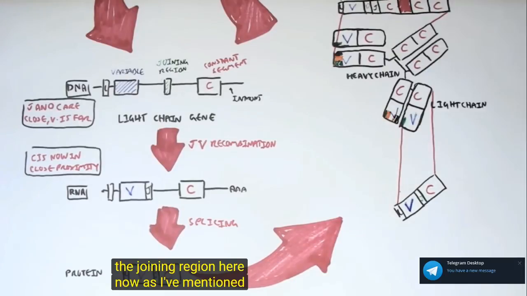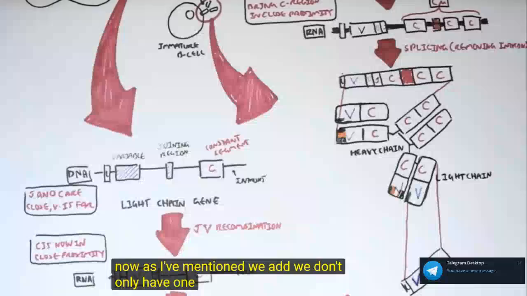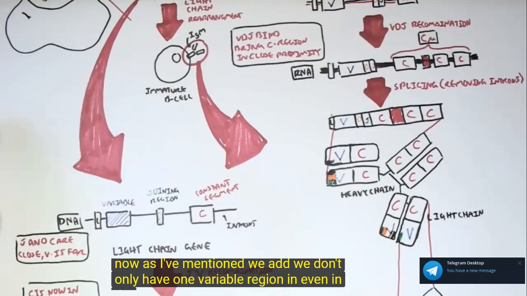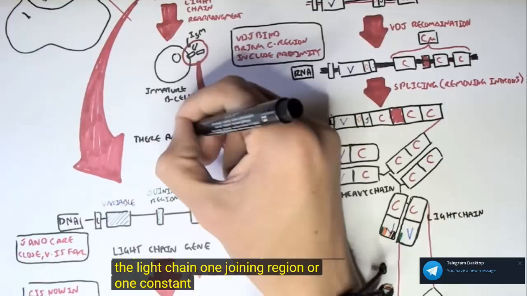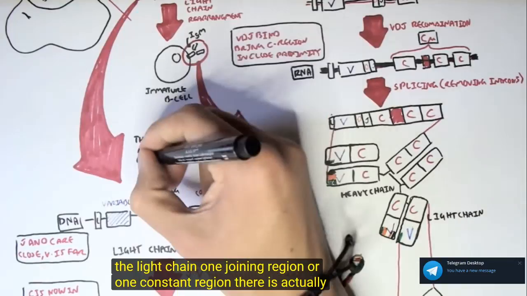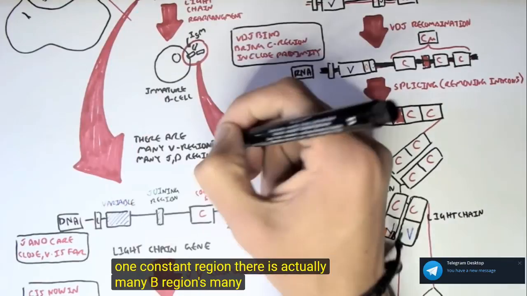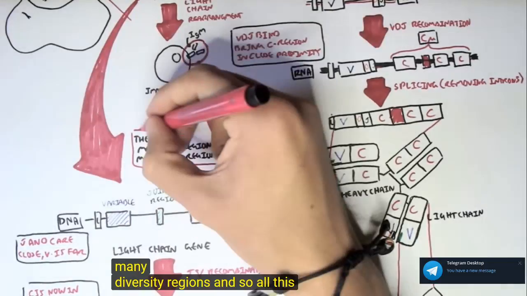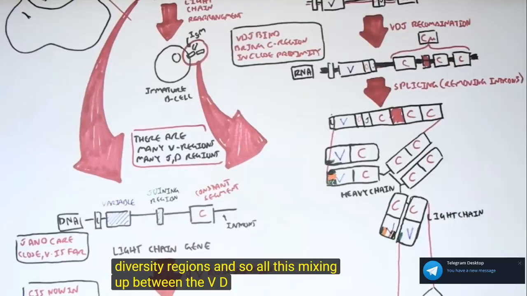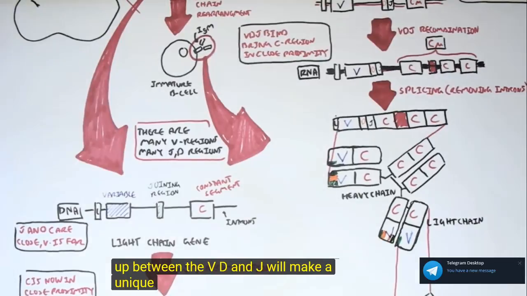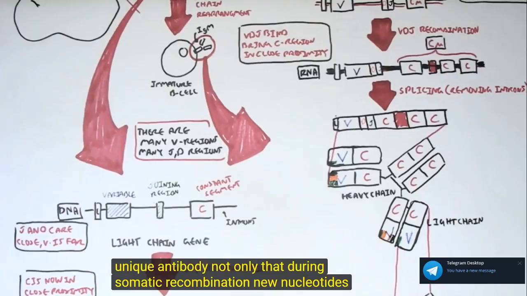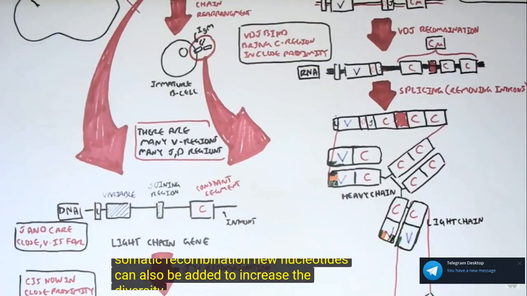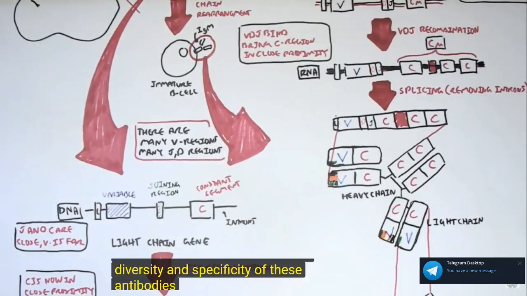Now, as I've mentioned, we don't only have one variable region, even in the light chain, one joining region, one constant region. There are actually many V regions, many joining regions, many diversity regions. And so all this mixing up between the V, D, and J will make a unique antibody. Not only that, during somatic recombination, new nucleotides can also be added to increase the diversity and specificity of these antibodies. So I hope you understood this first part of the video.